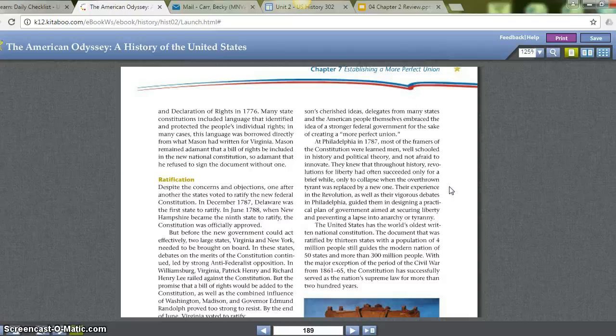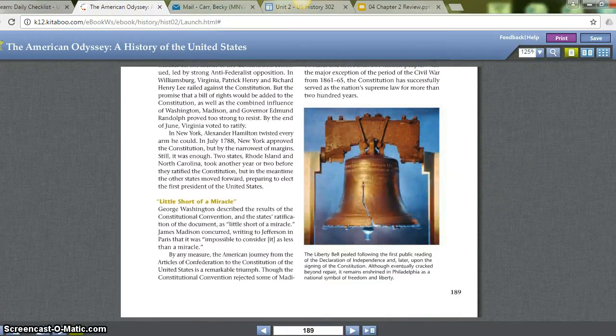The United States has the world's oldest written national constitution. The document that was ratified by 13 states with a population of 4 million people still guides the modern nation of 50 states and more than 300 million people. With the major exception of the period of the Civil War from 1861 to 1865, the Constitution has successfully served as the nation's supreme law for more than 200 years.